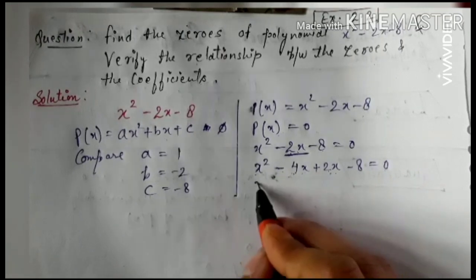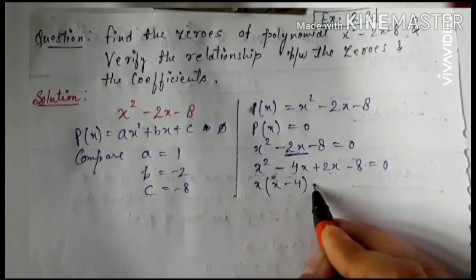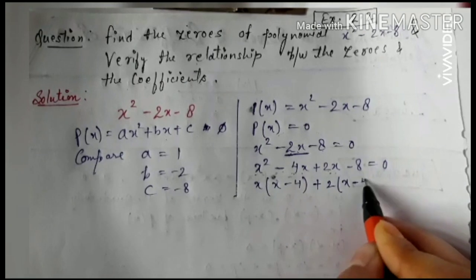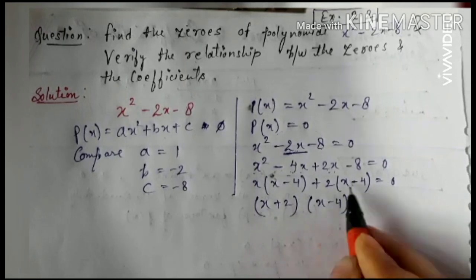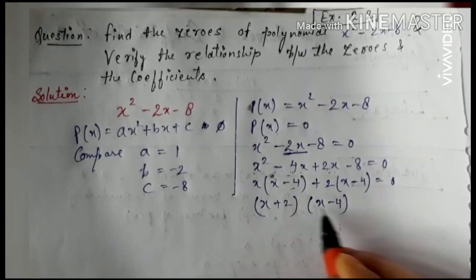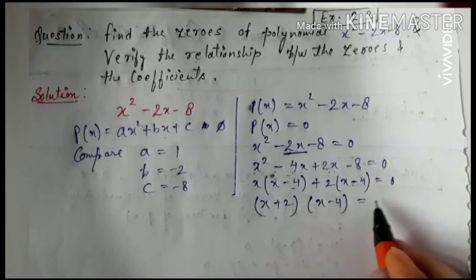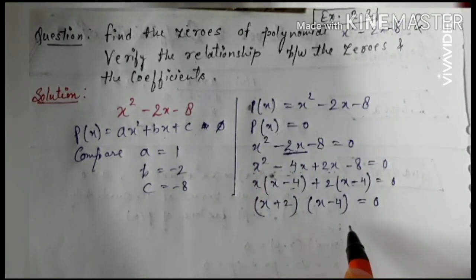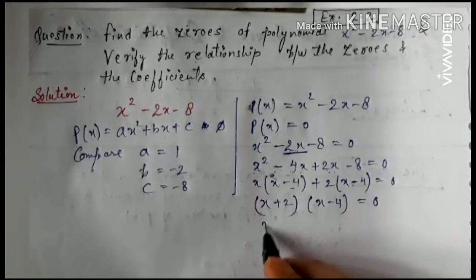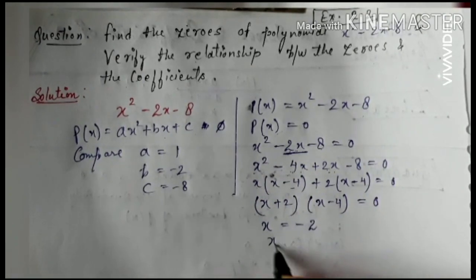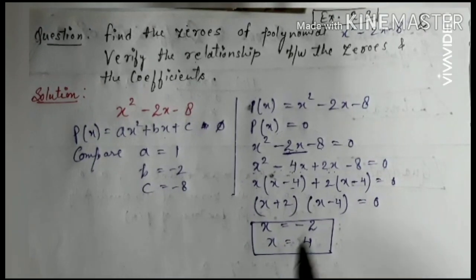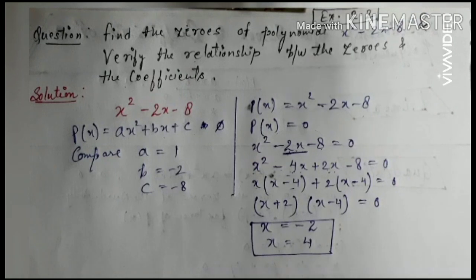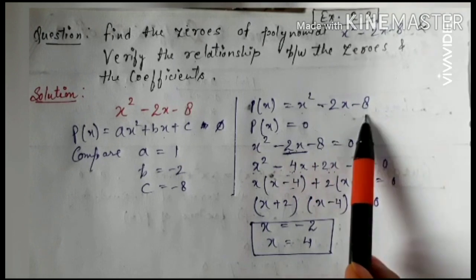Now from the first two terms, we take x as common, and from the last two, 2 as common. So this is x minus 4 plus 2 times x minus 4 equal to 0. So here x plus 2 and here x minus 4. Because x minus 4 comes 2 times, we have taken it as common, and the remainder is x plus 2 equal to 0. You have studied this in your 9th class. Now the value of x will be minus 2 and the value of x will be 4. These are the roots, that means zeros, of this polynomial x square minus 2x minus 8.